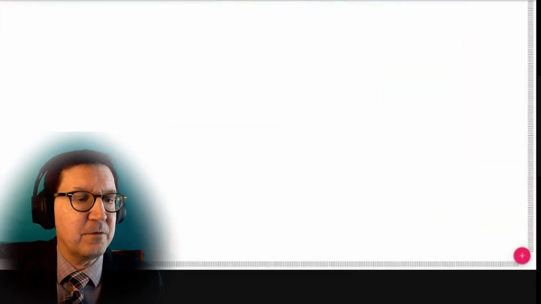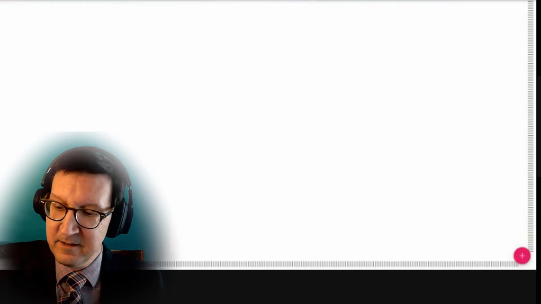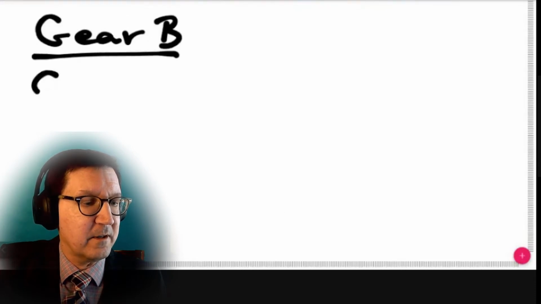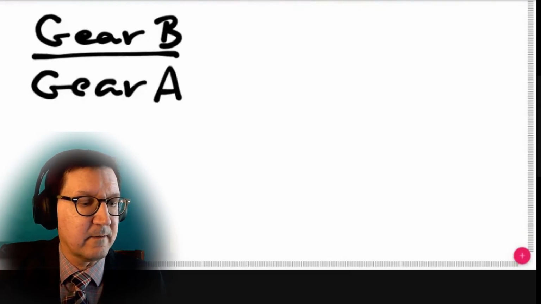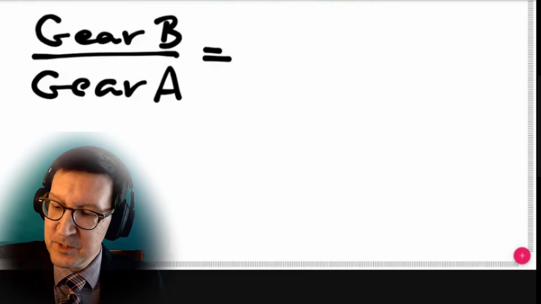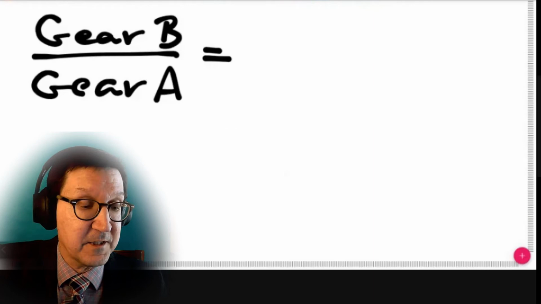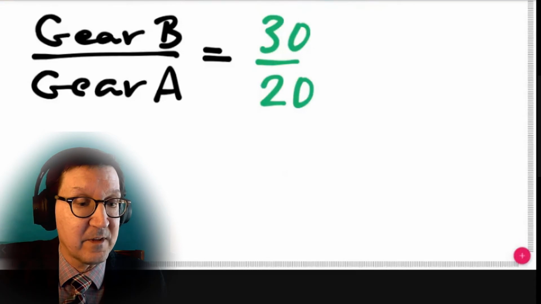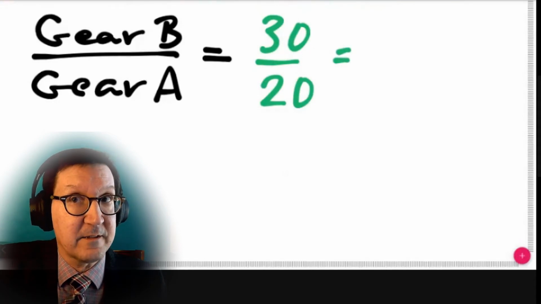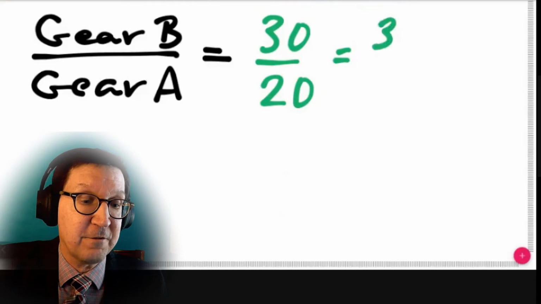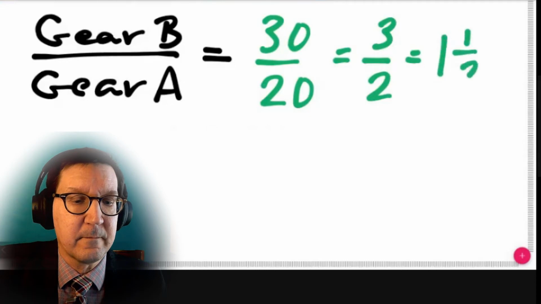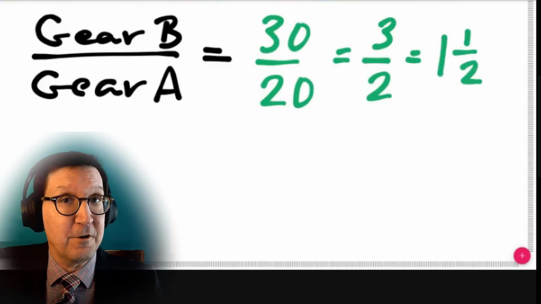So what we'll have to do is work out gear B as a ratio per gear A. And that's pretty straightforward, right? Because we know that gear B is going to turn 30 times for every 20 times that gear A turns. So our unit rate between the two reduces down to 3/2, or 1.5. So that means that gear B will turn 1.5 times every time that gear A turns once.